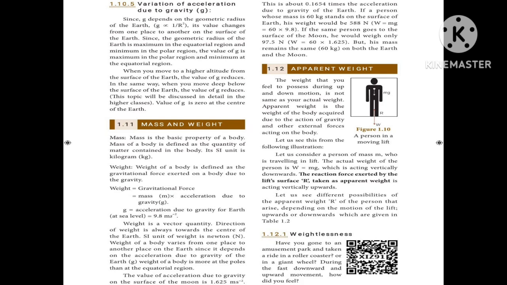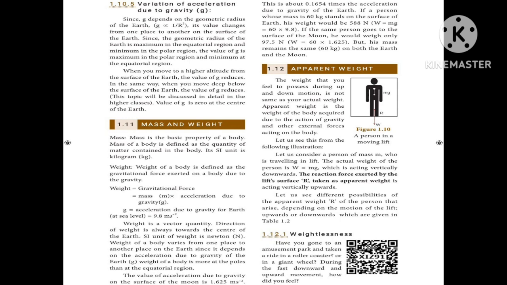Variation of acceleration due to gravity, g. Since g depends on the geometric radius of the Earth, its value changes from one place to another on the surface of the Earth. Since the geometric radius of the Earth is maximum in the equatorial region and minimum in the polar region, the value of g is maximum in the polar region and minimum at the equatorial region. When you move to a higher altitude from the surface of the Earth, the value of g reduces. In the same way, when you move deep below the surface of the Earth, the value of g reduces. This topic will be discussed in detail in the higher classes. Value of g is 0 at the center of the Earth.